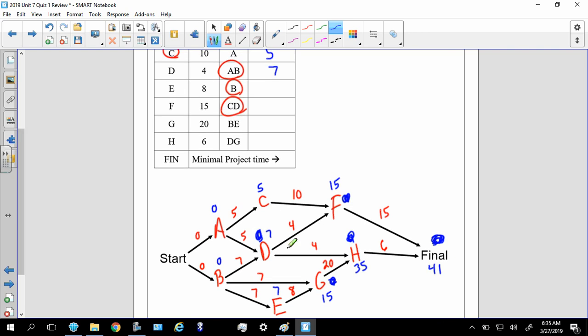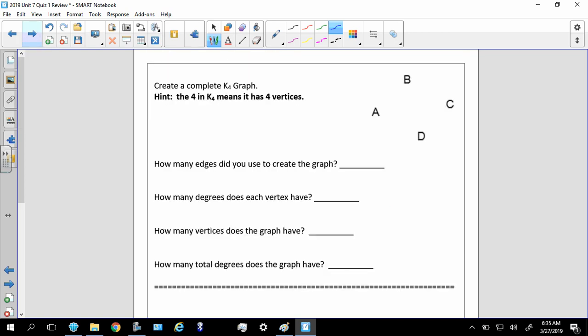And I can do it now. All right, so E is 7. Let's see. F is 15. G is 15. And then H is 35. And the minimum project time is 41. There we go.